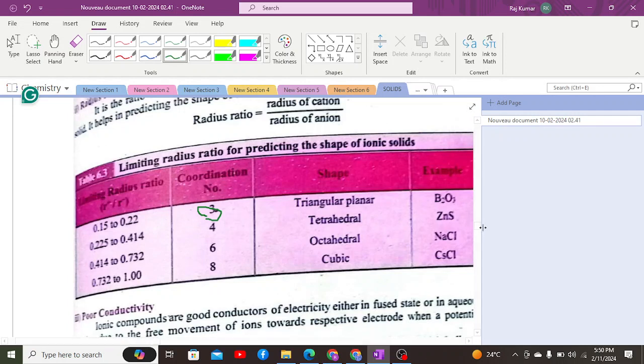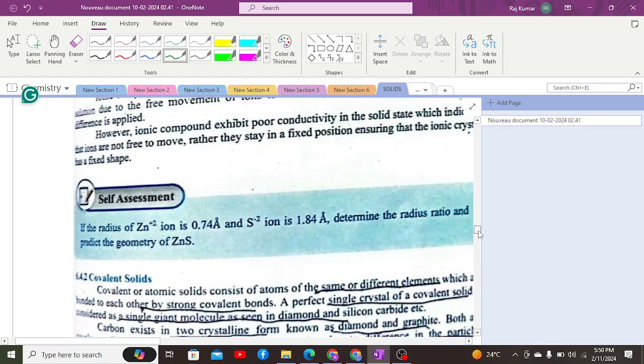One more thing, sodium chloride also exhibits polymorphism. It exists in a cubic shape as well as an octahedral shape.